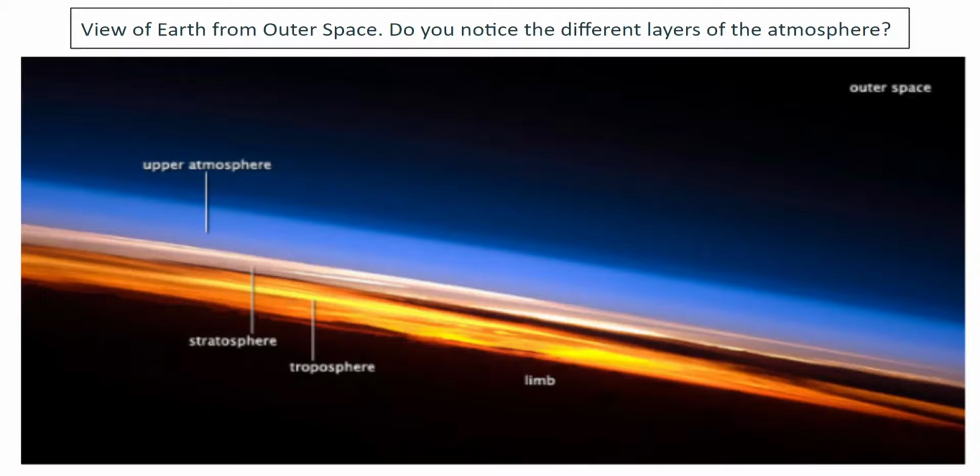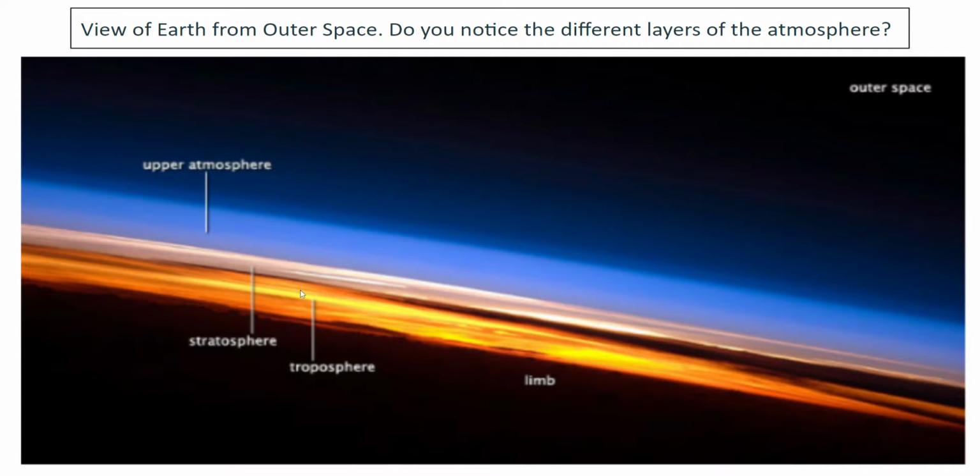Hi everyone, today we're going to talk about the atmosphere. So take a look at this picture. This is a view of Earth from outer space. Do you notice the different layers that the atmosphere forms? We can see the upper atmosphere, there's the stratosphere, troposphere, and so on.